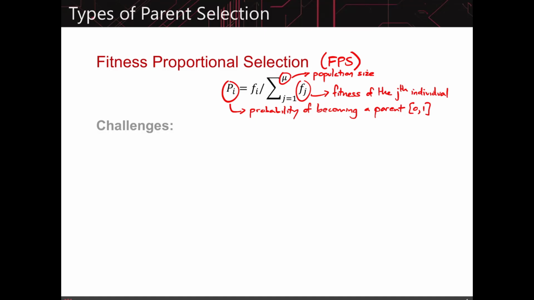There are a few challenges to this approach. Number one is premature convergence due to superior individuals. In other words, there might be some individuals whose fitness dominates the sum of the fitness in that population, and those individuals are going to be so likely to become a parent that maybe we only have a few parents that are generating all the children, so we're prematurely converging to essentially the family of that solution, even though that might not be optimal overall.